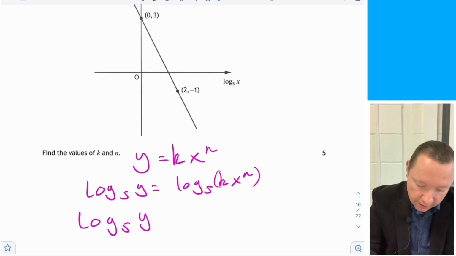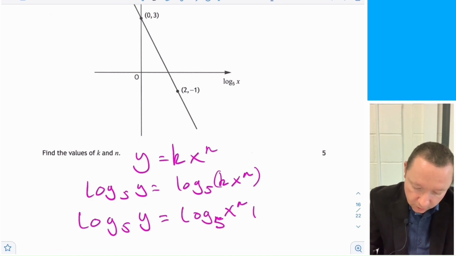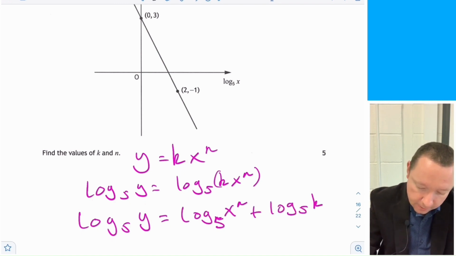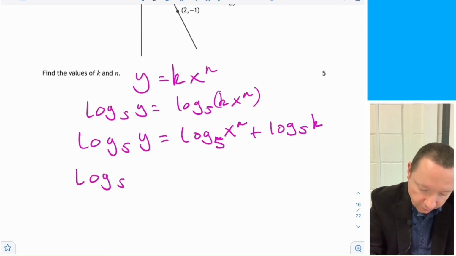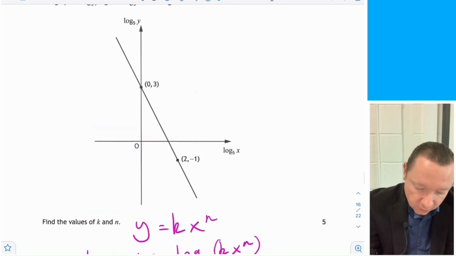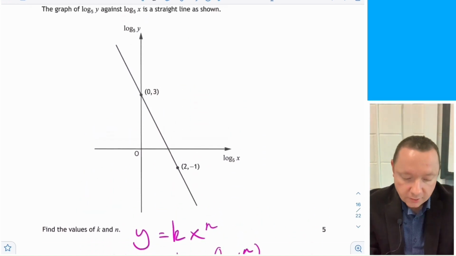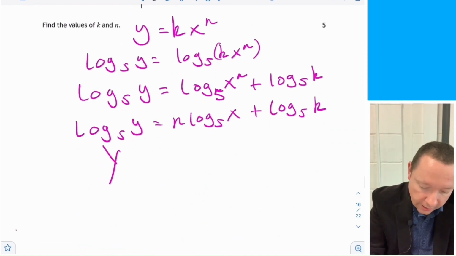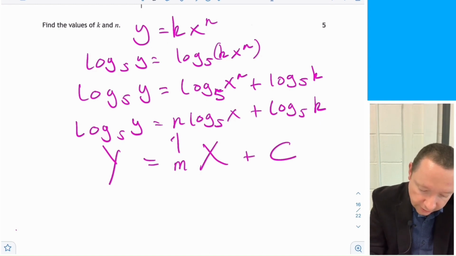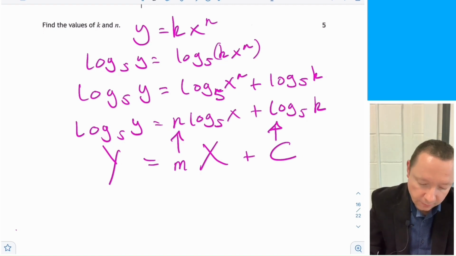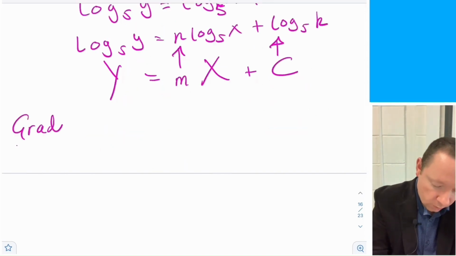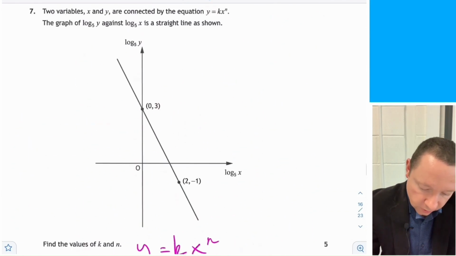So log base 5 y equals log base 5 of kx to the n, which we can separate into 2 separates. Log base 5 y equals log base 5 of x to the n plus log base 5 k. Bringing the n down in front, we've got log 5 y equals n log 5 x plus log 5 k. That's a bit like, because it's logarithmic, log base 5 x and log base 5 y, that's a bit like a big y equals mx plus c. So that's our gradient and that is our y-intercept. So we can work out our gradient because we're given 2 points in the question. Just remind ourselves 0, 3 and 2, minus 1.